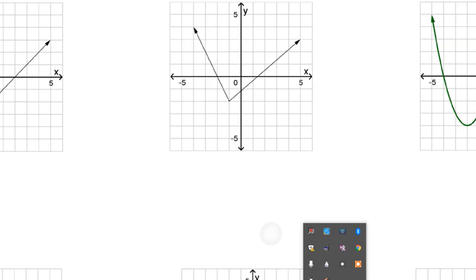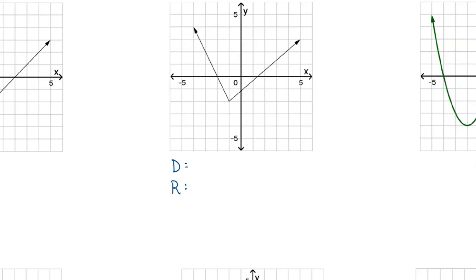Next one. Domain and range. So we'll just talk about domain. Are there any x values that it can't be? Or is it going off to the right forever and off to the left forever? Looks like it is, doesn't it? This one's going off to the left forever. That one's going off to the right forever. And there are no values in the middle that are missing. It touches all of them. So I think domain is the same as the last one. X can be anything.